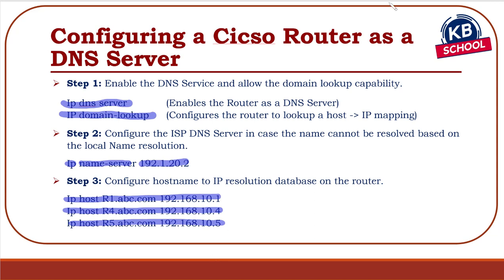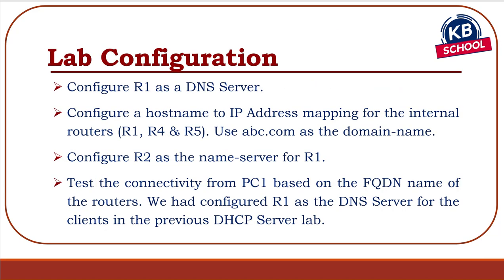Good. So now let's go ahead and take a look at the lab. Lab: configure R1 as a DNS server, and configure a host name to IP mapping for these three devices, R1, R4, and R5. Use abc.com as the domain name. Configure R2 as the name server for R1. So R1 will point to R2 as the name server, and based on this, we'll do the connectivity test.